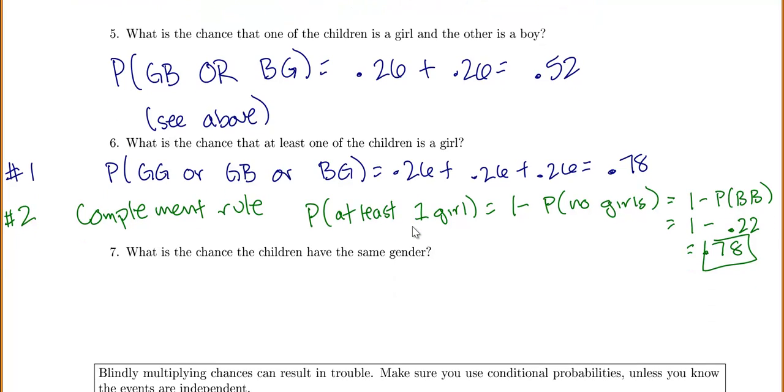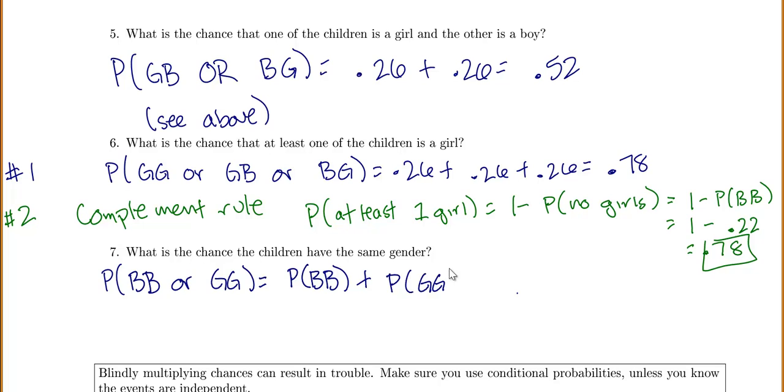Now number 7, what is the chance that the children have the same gender? The only way you can get the same gender is if you're boy, boy, or girl, girl. Because it's an or, you can just add those 2 probabilities. So probability of boy, boy, plus the probability of girl, girl. The probability of boy, boy was 0.22. Probability of girl, girl was 0.26. So this gives me 0.48.